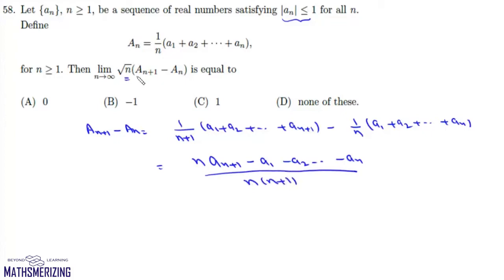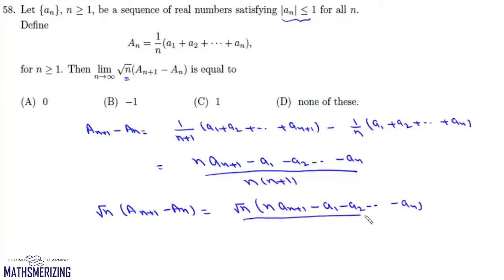Now we'll multiply it with square root of n. We can write square root of n into (A(n+1) minus An) will be square root of n into (n times a(n+1) minus a1 minus a2 minus ... minus an) upon n into (n plus 1).